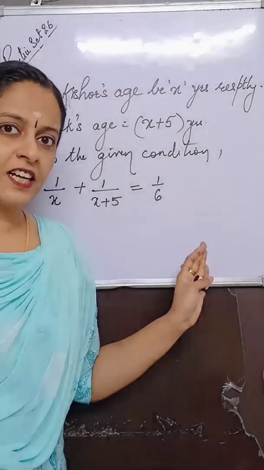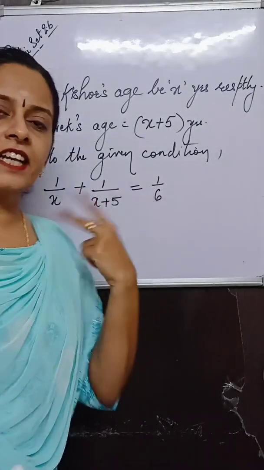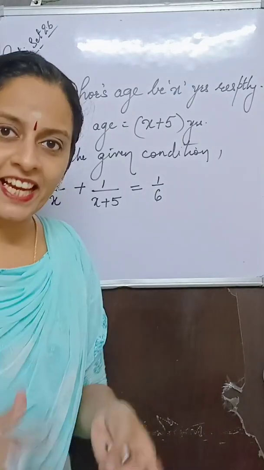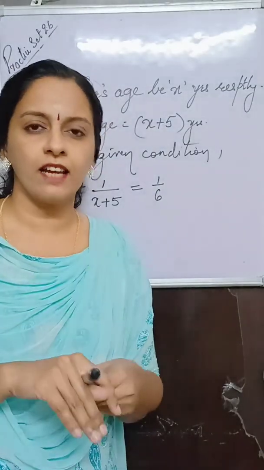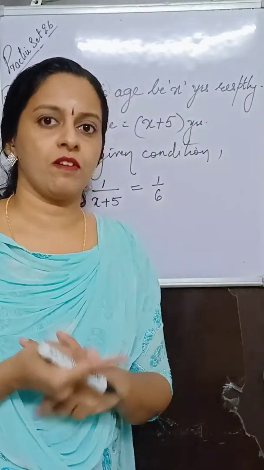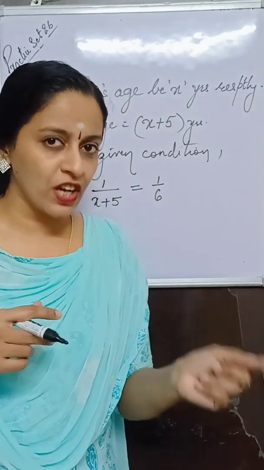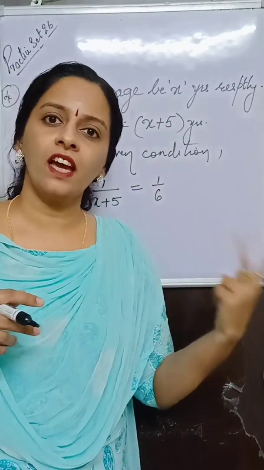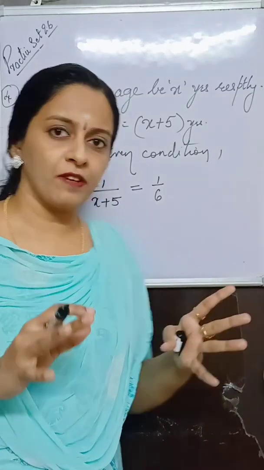This is the condition. Work on this and get the value of X. If you get one value negative and one value positive, then we will write at the end, age cannot be negative, so you will take the other value. Like that we will be solving the sum.